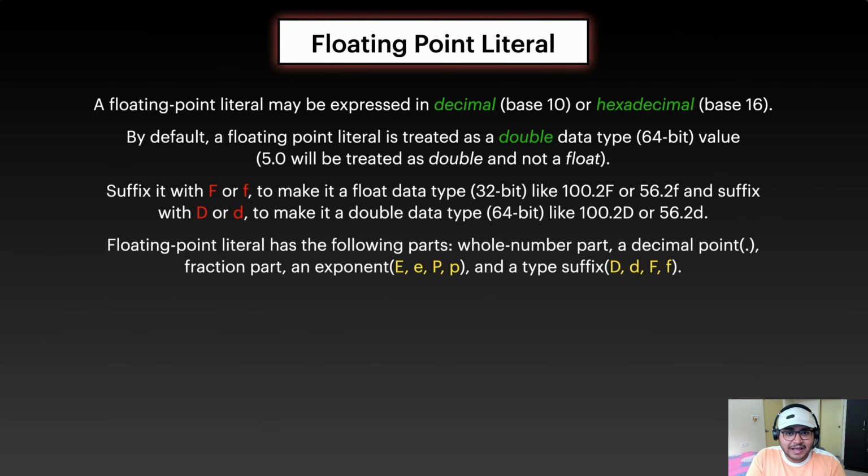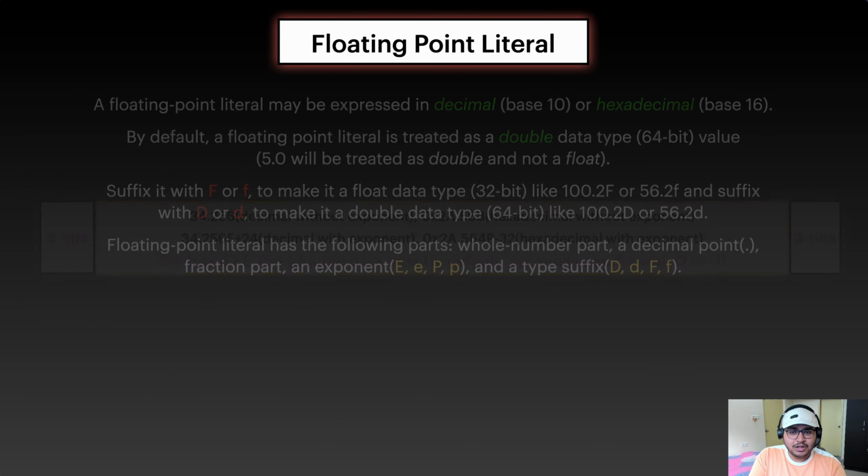Floating point literals are used to represent and store real numbers. These literals can be expressed in 2 formats: decimal, base 10, or hexadecimal, base 16. There is no such binary or octal in the case of floating point literals. By default, a floating point literal is of the double data type. However, if it is suffixed with either a capital F or a lowercase f, it is treated as a float data type.